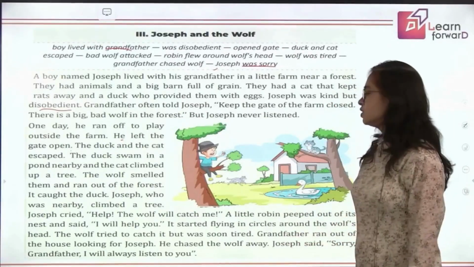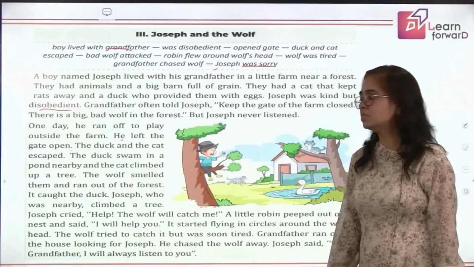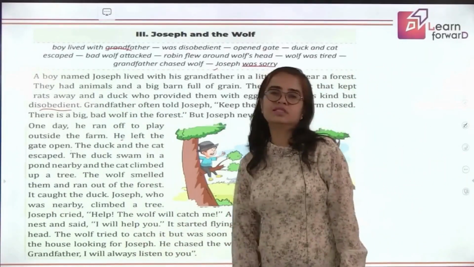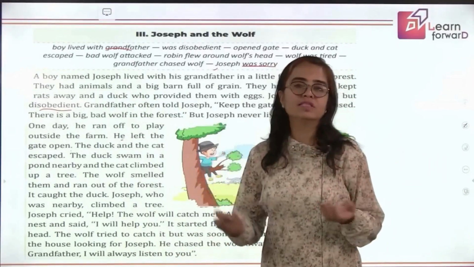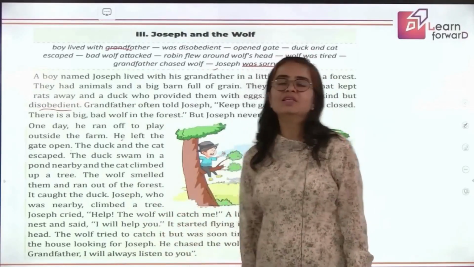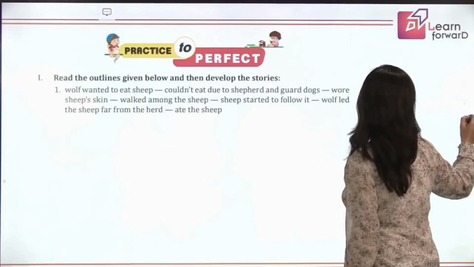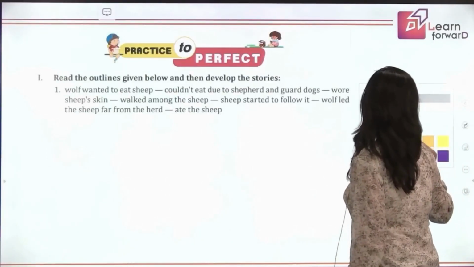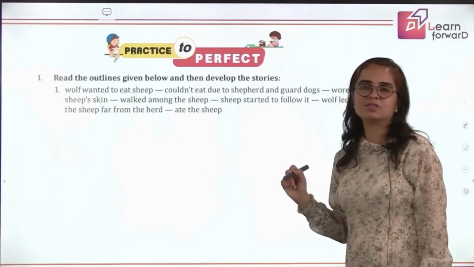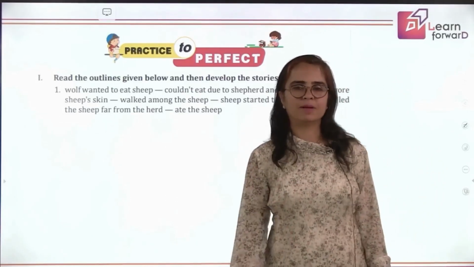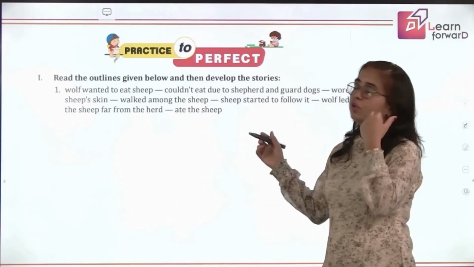So Joseph said, "Sorry, grandfather." He realized his mistake, and "I'll always listen to you." So then onwards, he became an obedient boy. So this is how you learn from your mistakes sometimes. If not in a single go, sometimes you just realize your mistake in 2 attempts, but then finally you regret them, right? So here's something for you to practice.